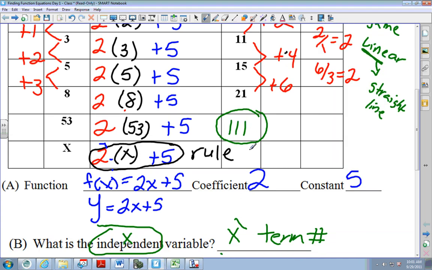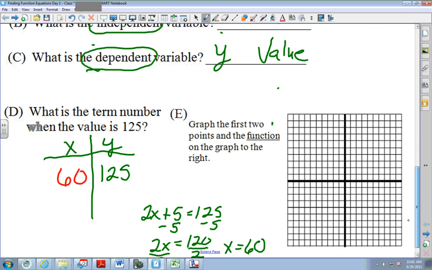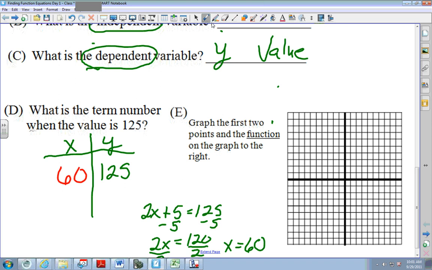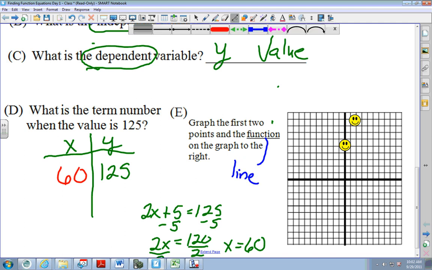Next, the next question, what it asks you to do, let's come down here. It says to plot the first 2 points. Well, the first 2 points, when I go up here, on your paper is 0, 5: 1, 2, 3, 4, 5, put a dot, and 2, 9: over 2, up 9, put a dot. Now it asks, though, for you to graph the function. That means to draw the line. So I'm going to draw my line. I'm going to connect my dots, and there is my function on the graph.